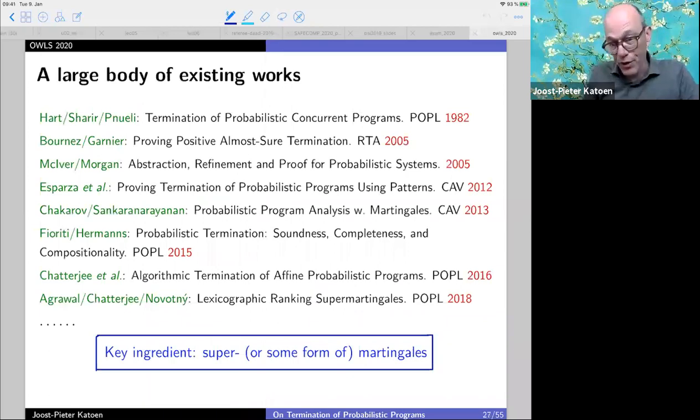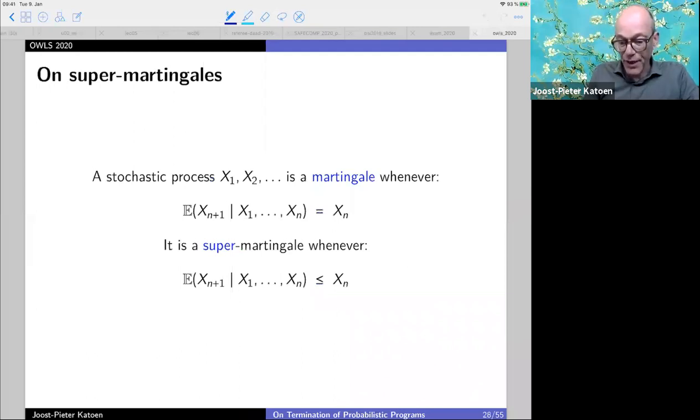Now, many people have looked at termination of, let's say, rules for almost sure termination. I'm not going into details of these approaches. What I would like to point out is that all share one key ingredient, which is a super or some form of martingale. So let me explain what a martingale is. A martingale is, first of all, a stochastic process. Think about x1 as the starting value at the first iteration, x2 as the value at the second iteration, and so forth. In probabilistic programs, these will be random variables, so we have a stochastic process.